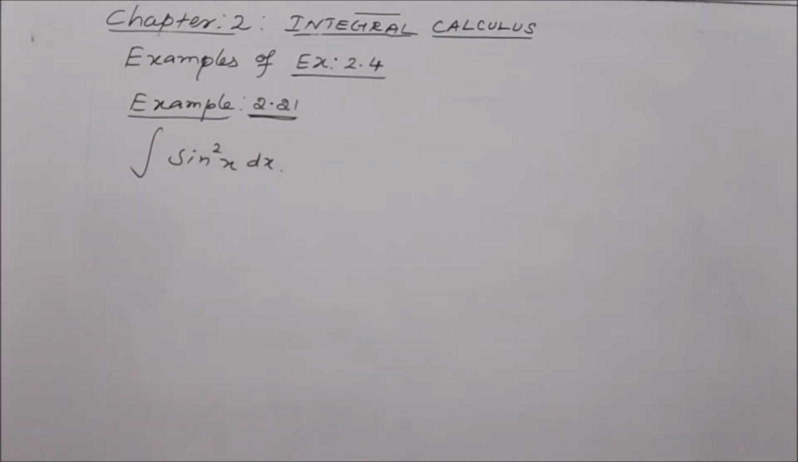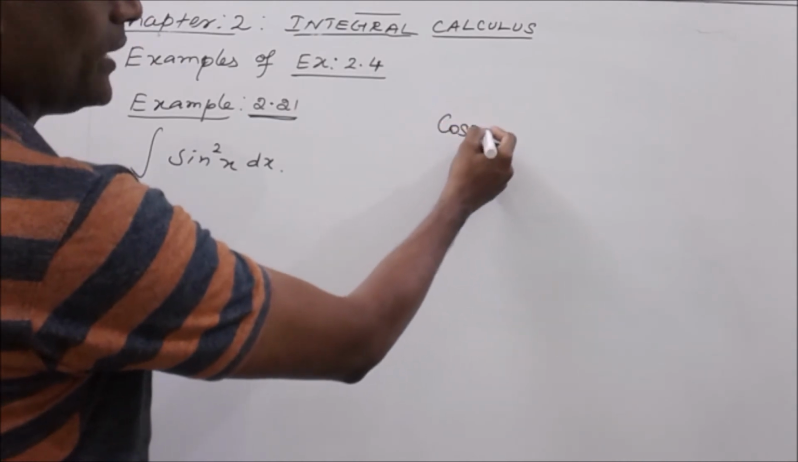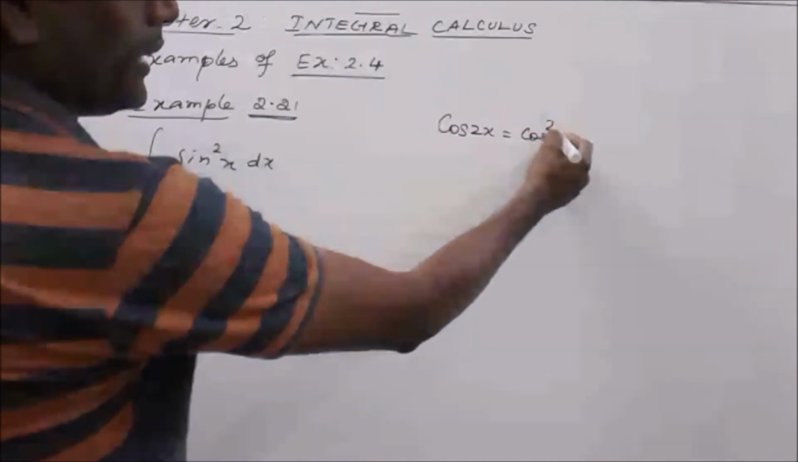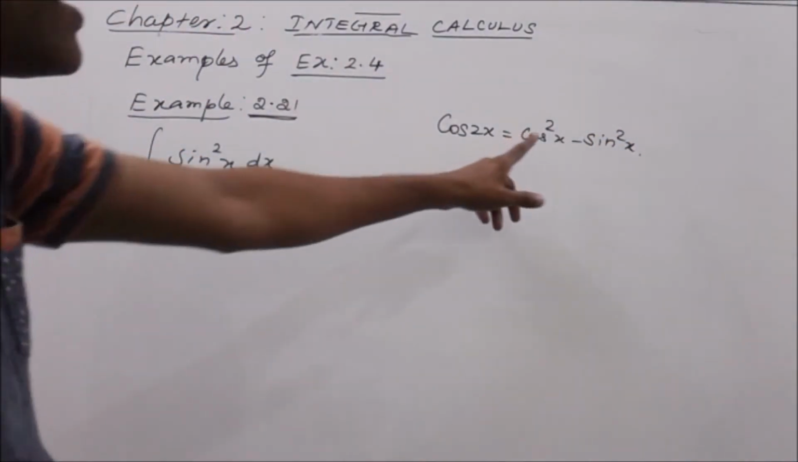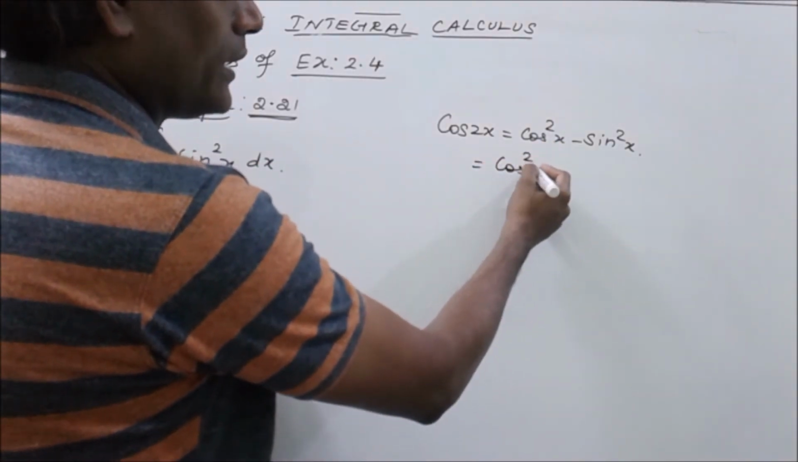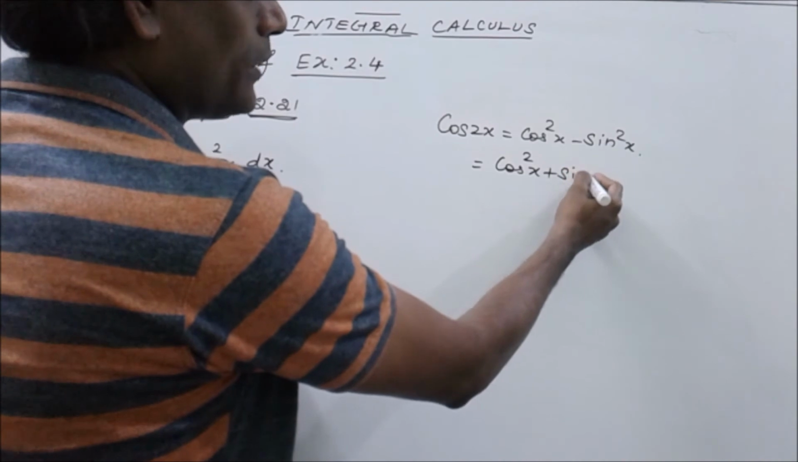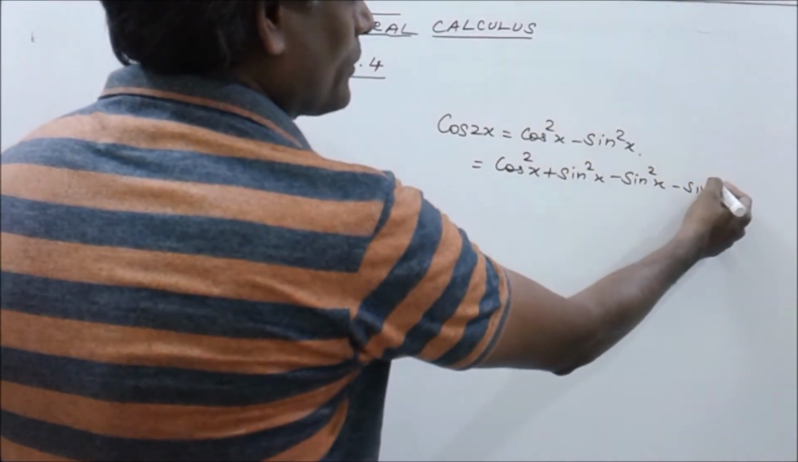I told you the power of sin is other than 1, so we don't have a direct formula. For all those cases, we should apply the trigonometry formula. Here, sin square x. Just now I have given one formula: cos 2x is equal to cos square x minus sin square x. Now add sin square x and subtract sin square x on the right side. Here cos square x plus sin square x minus sin square x minus sin square x.